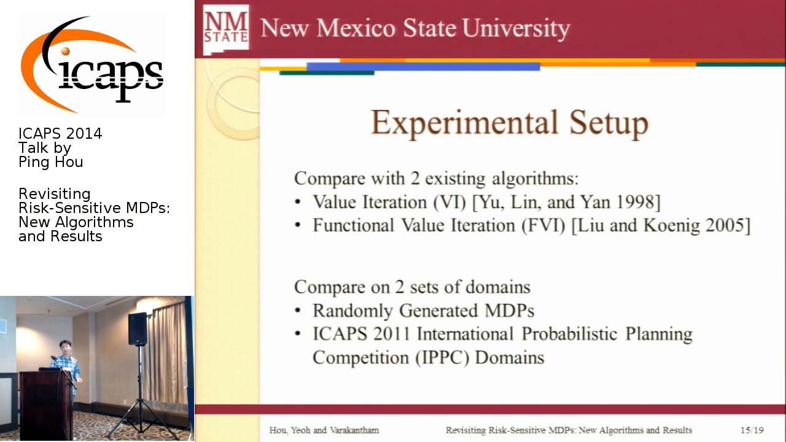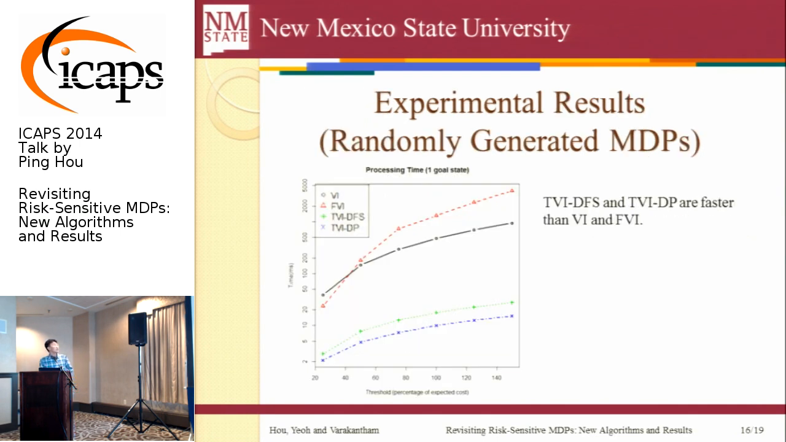The first set, we just randomly generate some MDPs. The second set is the IPPC domain. This is the result for the randomly generated MDPs. The x coordinate is the cost threshold, different levels of cost threshold, and the y coordinate is the processing time.